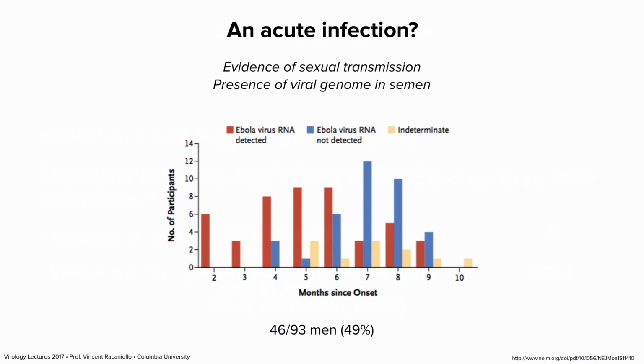There's also some evidence for sexual transmission because the viral genome has been observed in semen. There were some early suggestions epidemiologically of sexual transmission, and this study was done in 93 men who were in the area of the outbreak and may have been infected, and they took semen samples from all of them, and 46 of them tested positive for Ebola virus RNA. So these are all confirmed infections, and you can see months since onset of infection. You can see viral RNA detected in semen for extended periods of time.